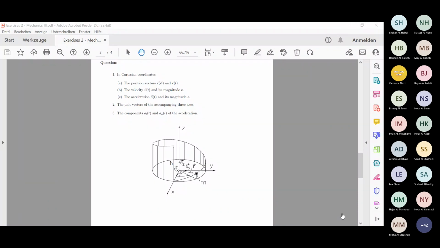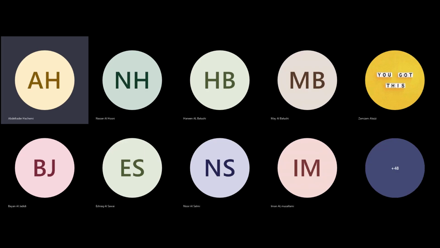And to define the component of the acceleration in the tangential direction as well as in the normal direction. Now, coming to the solution, I will try to make it clear.